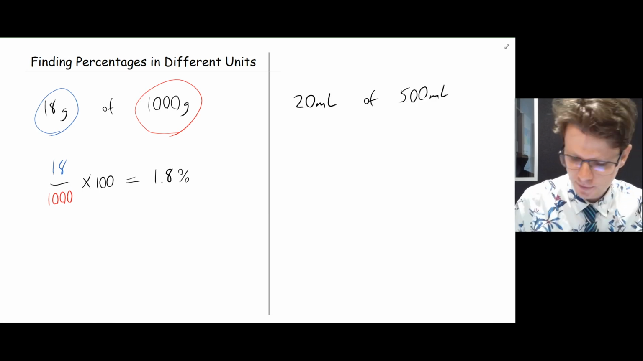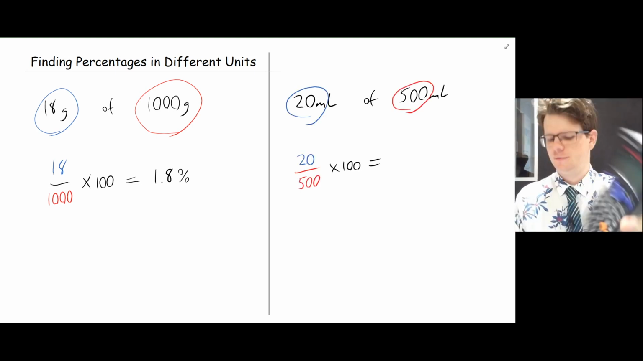Same thing, right? 20 is my part, 500 is my whole, 20 out of 500 times 100. Alrighty, and into the calculator we go. 20 over 500 times 100. Oh, and we should get 4% as our final answer. Alrighty, make sure we pop those units in there. So those are two different calculations we've had a go at.